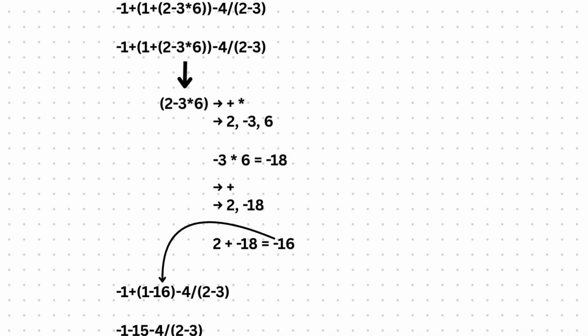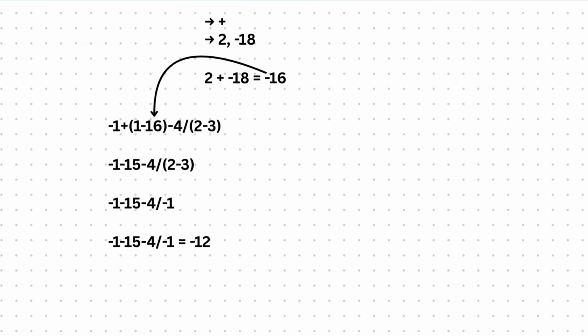Okay, we got the result of negative 16 for the small expression, so then we replace the old small expression with this result. You notice that before the old small expression there is a plus sign, because our result is negative, so we remove this plus sign. Okay, similar to the next steps.